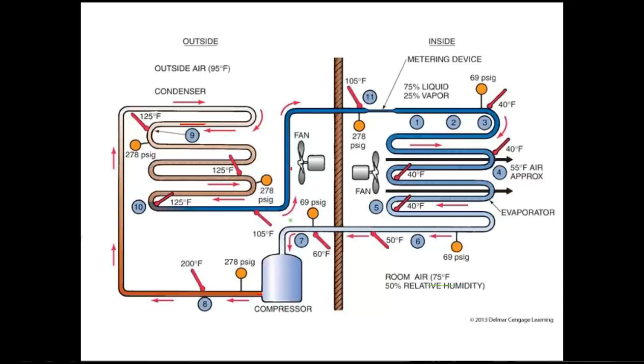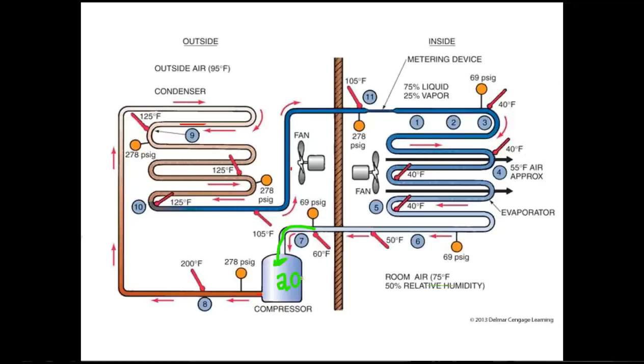we hit the compressor with 100% vapor that has 20 degrees of superheat added to it. It's 100% vapor. Now remember our gas laws. When this compressor compresses the refrigerant, it increases the pressure, which increases the temperature.